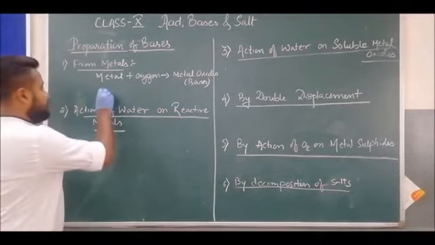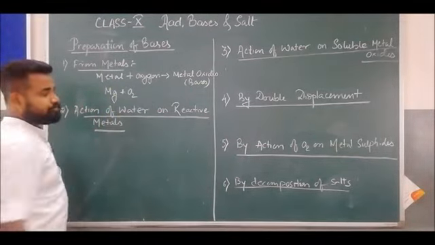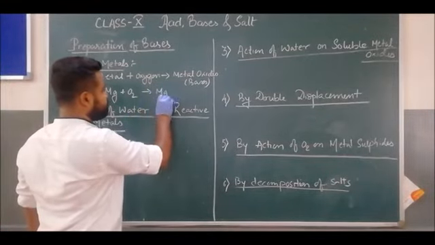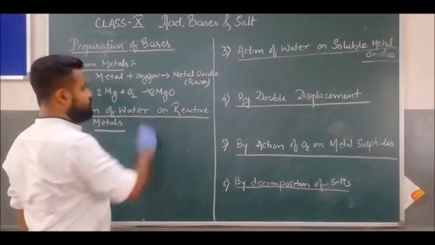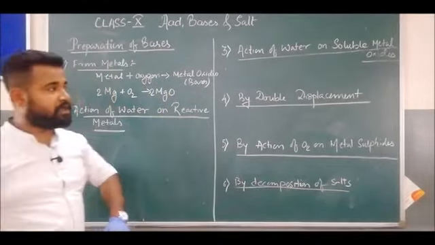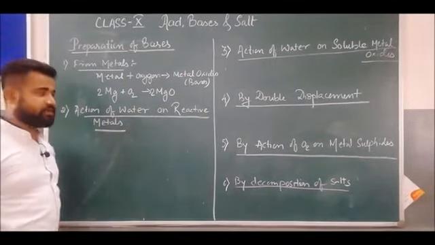For example, if we take magnesium plus oxygen, what will we get? We will get magnesium oxide. So magnesium oxide is a base. Magnesium oxide is a base. So this is the first method for the preparation of bases.